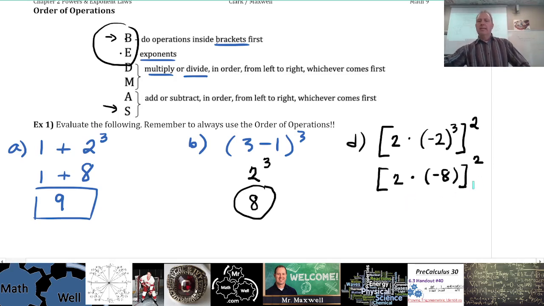All right, what's next? What's next is, do I do the exponents or the multiplication? Ooh, that's a tricky one because we still have these brackets. Very good. So I do have to do this multiplication next because that's still inside the brackets. So what's 2 times negative 8?